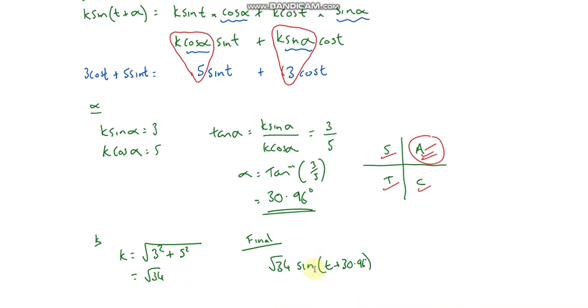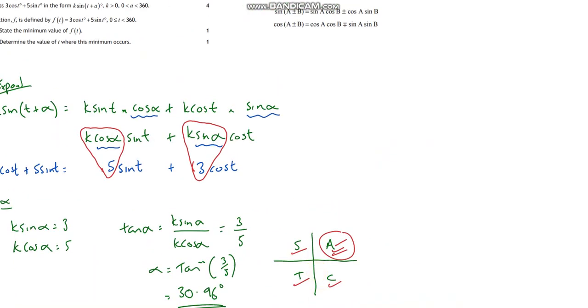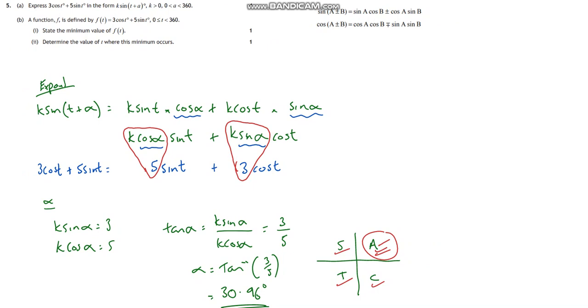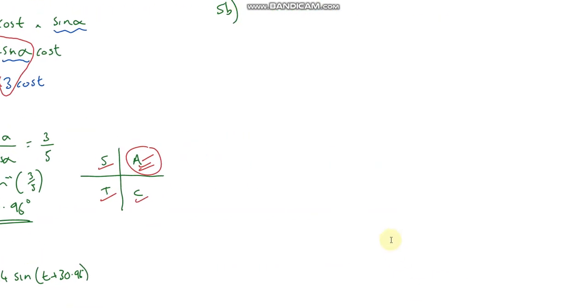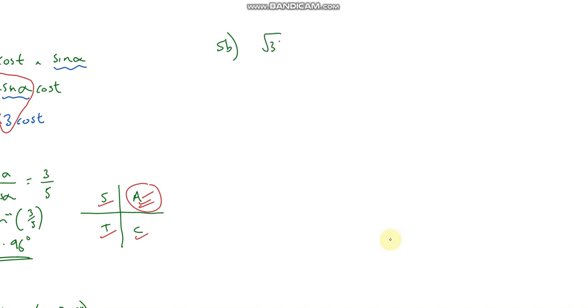The next part of the question, state the minimum and determine where that occurs. So I'll just zoom out a wee bit and move over here. So that was 5a. So now 5b, state the minimum and where does that occur? So root 34 sine of t plus 30.96. So the maximum and the minimum is this number here, yeah? So the max would be root 34, and the minimum would be negative root 34, FYI, okay?